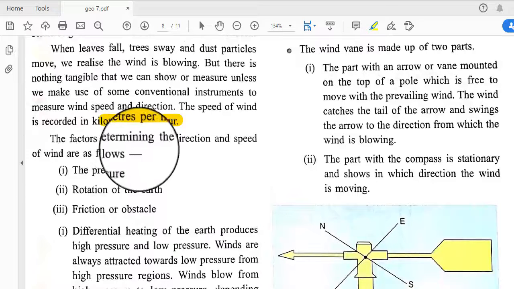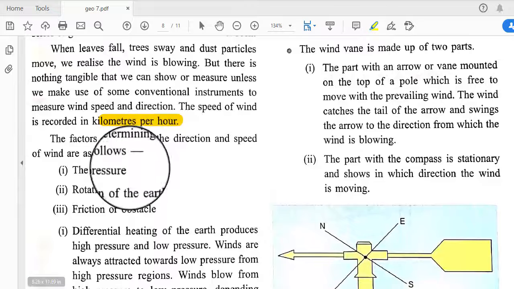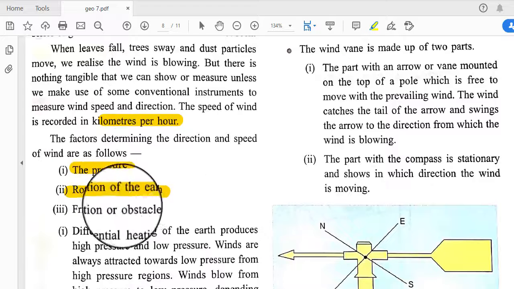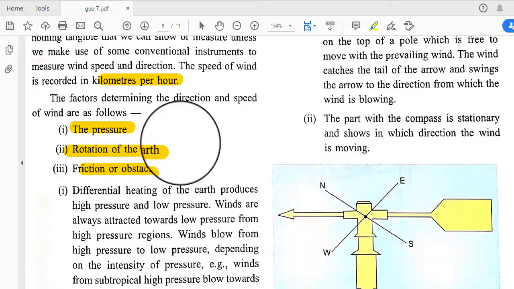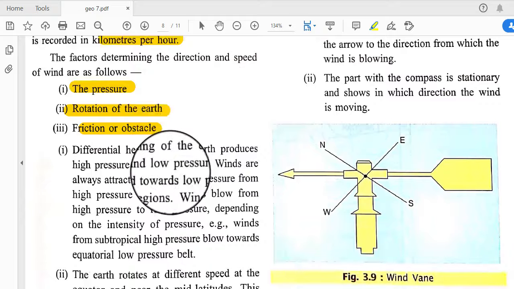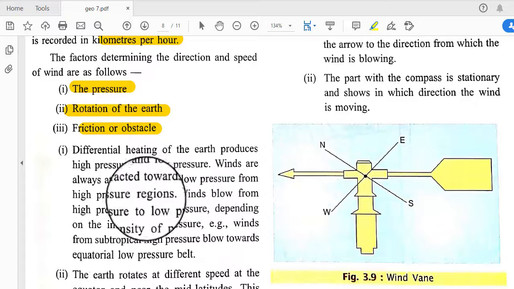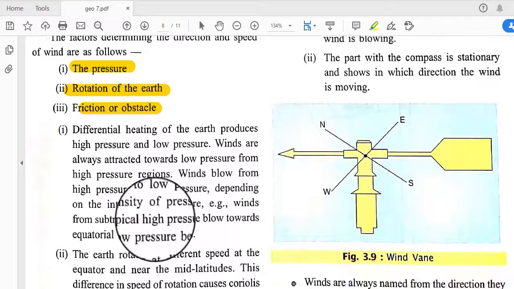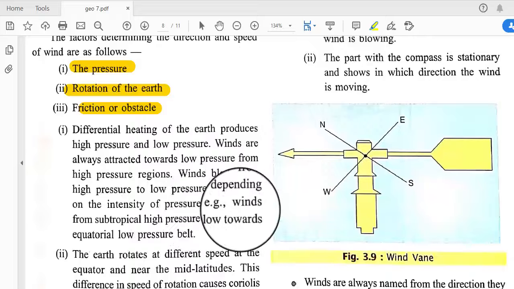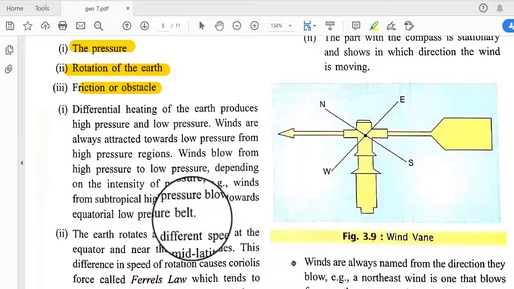The factors that determine the direction and speed of wind are as follows: pressure, rotation of the earth, and friction or obstacles. These are the factors for wind speed. Differential heating of the earth produces high pressure and low pressure, and winds are always attracted towards low pressure from high pressure regions. Wind blows from high pressure to low pressure depending on the intensity of pressure. An example: wind from the subtropical high pressure belt blows towards the equatorial low pressure belt.